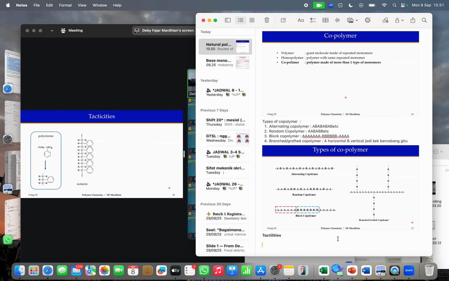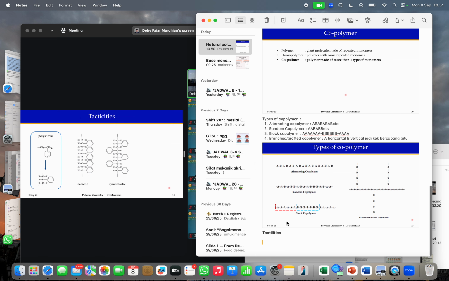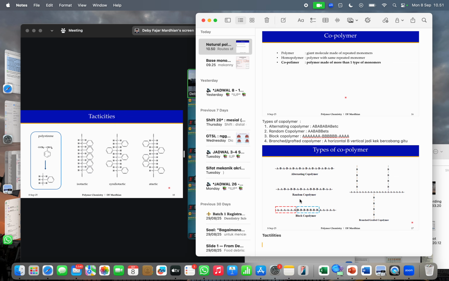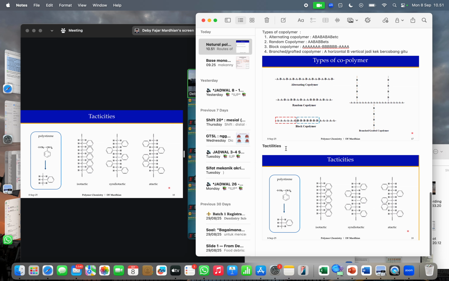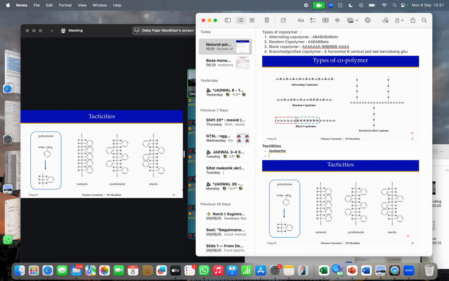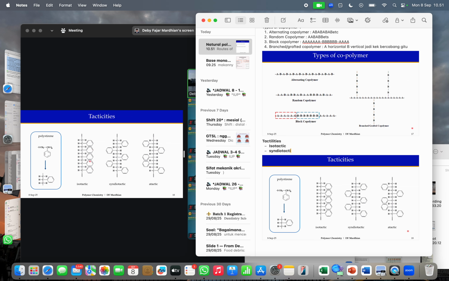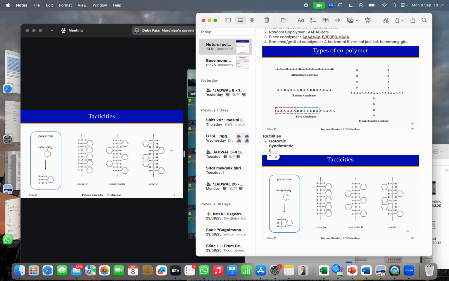However, when the benzene rings are placed in an alternating way, it's called syndiotactic. And when they are placed randomly, it's called atactic. A means not, like in abnormal, not normal. Here, atactic, not tactic. So isotactic, syndiotactic, and atactic.